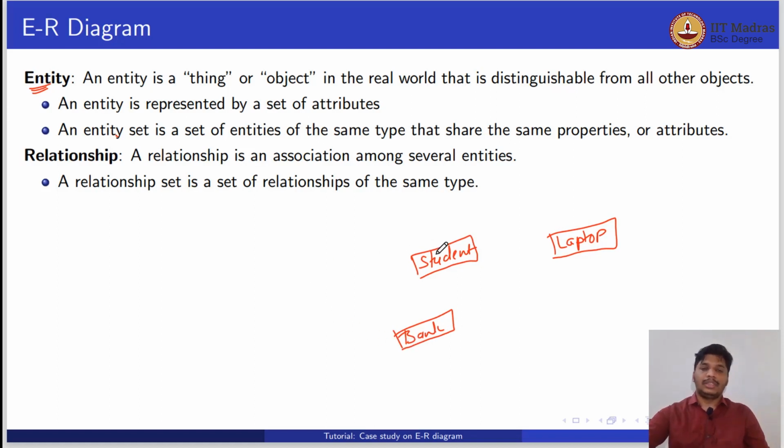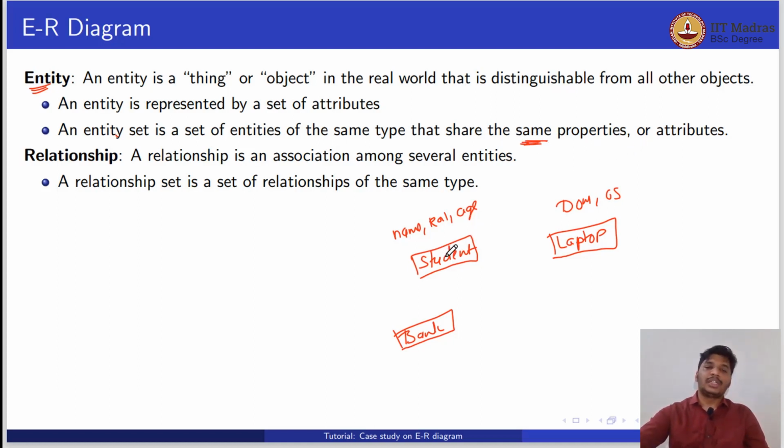Now this entity has several attributes, like student entity having attributes like name, roll number, age, and so on. Laptop may have different attributes like date of manufacturing, operating system, and so on. So an entity is represented by a set of attributes. An entity set is a set of entities of the same type that share the same properties or attributes.